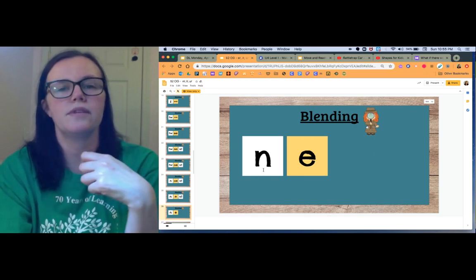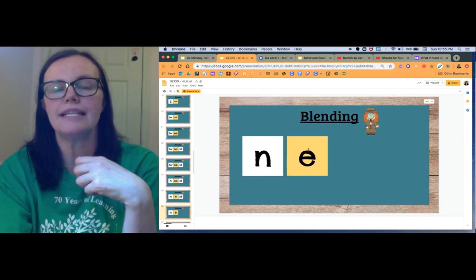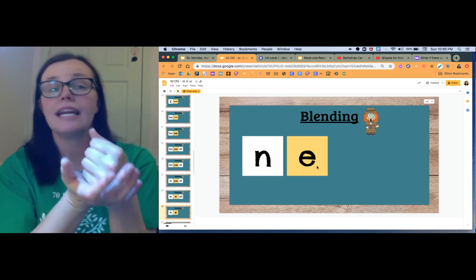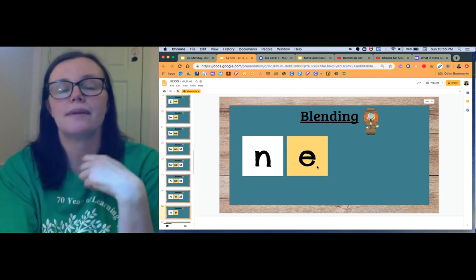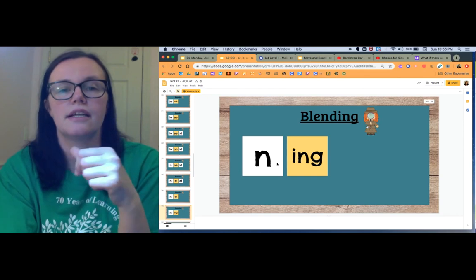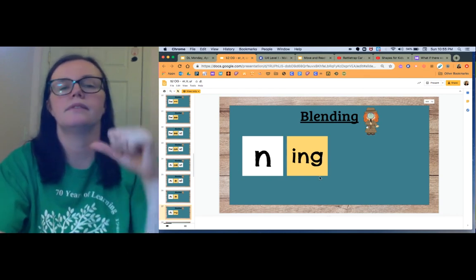Ooh, this one's a tricky one because this E is an open syllable, so that would make the E sound. So let's try it. N-E. Knee. Knee is a word, but this is not the right spelling for it. I need a K and an extra E. Ing. Ning. Not a word.